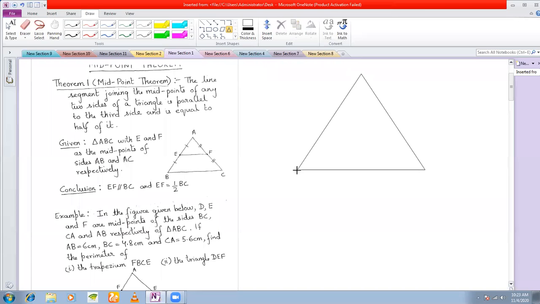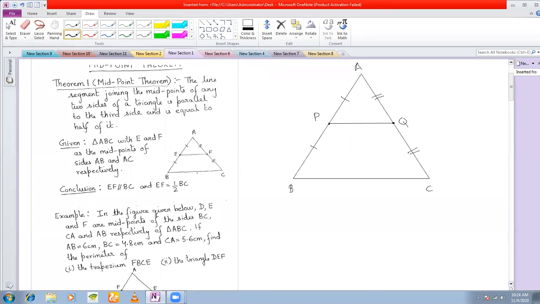So see here, in the midpoint theorem, a triangle is given to you with two midpoints of sides. Suppose ABC is a triangle and the midpoint of AB is P. What do you mean by midpoint? Midpoint is a point such that AP is equal to PB. And another midpoint is given here, say Q, such that AQ is equal to QC. Two midpoints are given to you. Now you join these two midpoints.